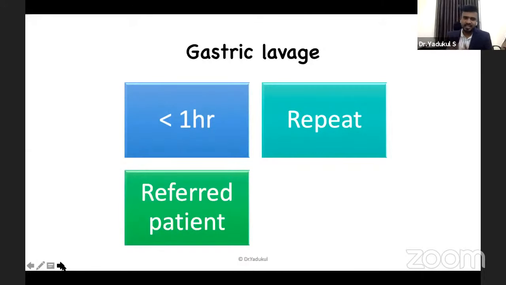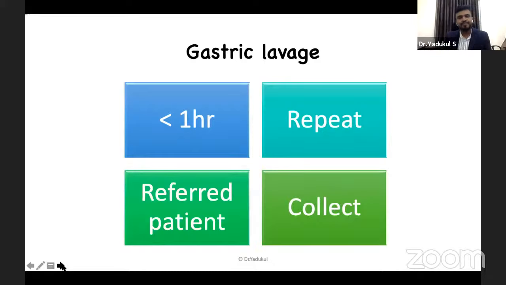And the third thing is the referred patient. Usually the patient will go from one hospital to another. Initially treated in a PHC, then a medical college, and then a tertiary hospital. So you have to ask the history first whether a gastric lavage has been done or not. If it is done, there is no need to repeat it again and again. And remember, I said legal responsibility. Whenever you do a gastric lavage, collect 30 to 50 ml of the gastric lavage fluid for toxicological analysis.